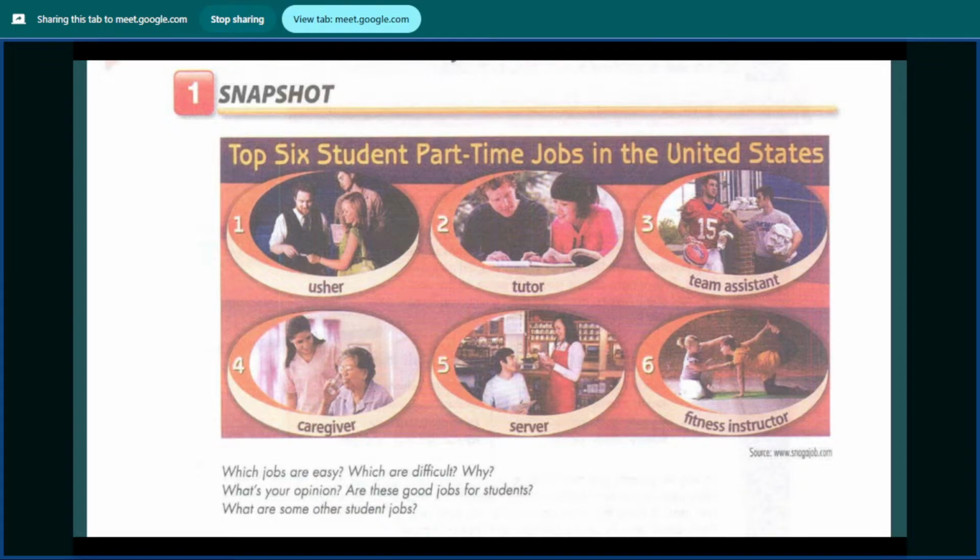Fitness instructors need to exercise a lot. They need to be fit, you can say. Okay, what else?